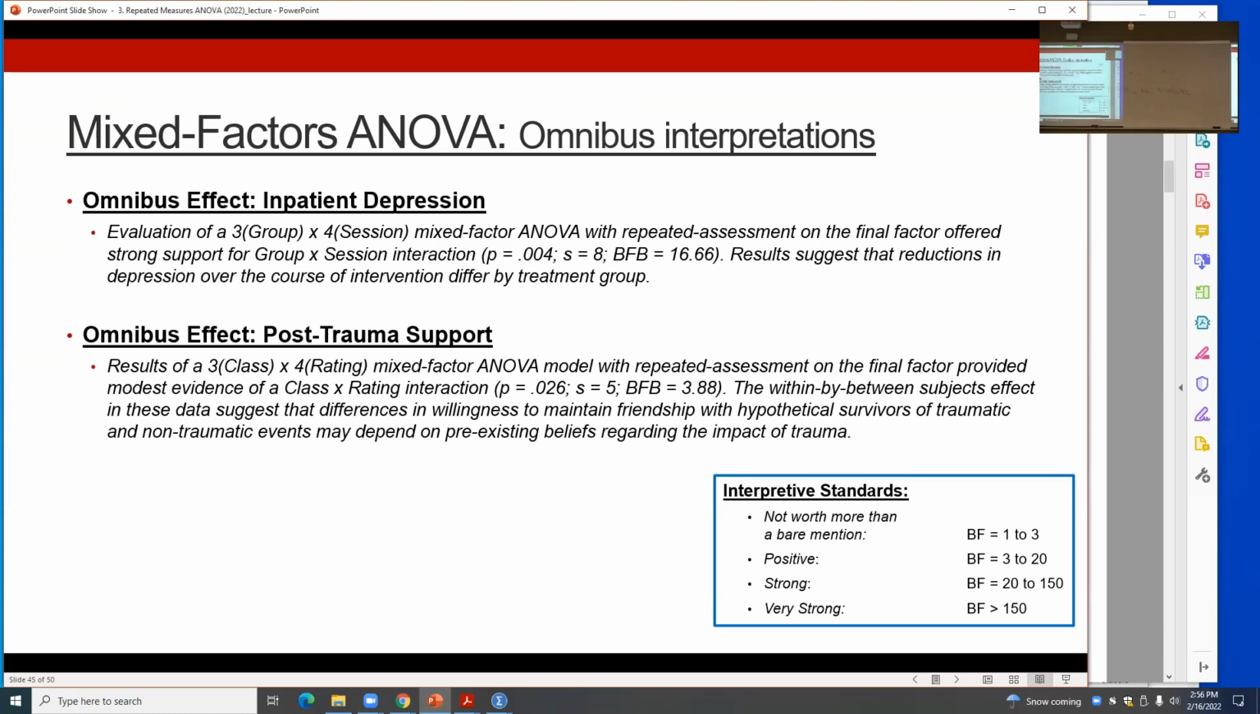Yeah, so the last line here for this interpretation says, results suggest that reductions in depression over the course of intervention differ by treatment. Where did I cheat a little bit on this? I pulled in outside information. Yeah, you're thinking exactly in that percent number, reductions?